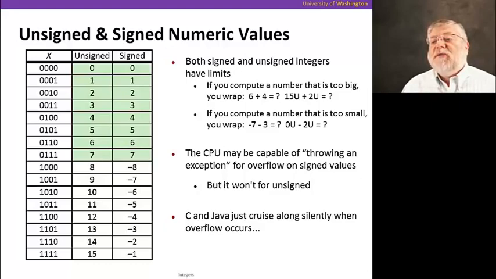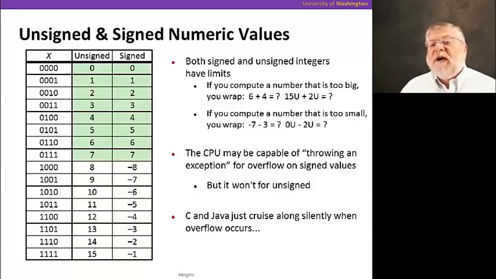In this case, 15u plus 2u yields 17, and that would not fit into any of our representations, signed or unsigned. Okay, we can also have a number that is too small. For example, minus 7 minus 3 as signed numbers would yield minus 10. And you'll notice that there is no pattern for minus 10. We only get up to minus 8. And then if they were unsigned, we still have a problem, because 0 unsigned minus 2 would be a negative 2. Well, we can't represent negative numbers in unsigned format, so we'd be in trouble there as well.